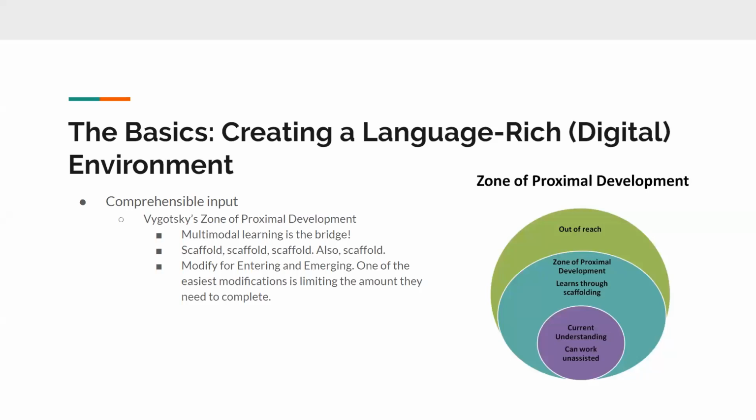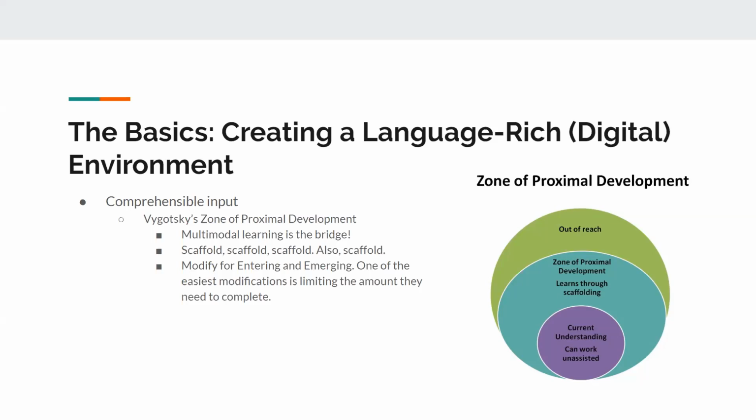So I want to talk about some of the basics of creating a language-rich digital environment. A lot of the same stuff that goes for in-class goes for digital learning. The goal, especially with ELLs, is comprehensible input. So here's what that means. We're focusing on Vygotsky's zone of proximal development. The way to get there is to use multimodal learning. Scaffold, scaffold, scaffold. Also scaffold. What I mean by that is construct ways for students to access information that keep language from getting in the way, right? We want them to grow with content even if they don't have the language skills to access it.